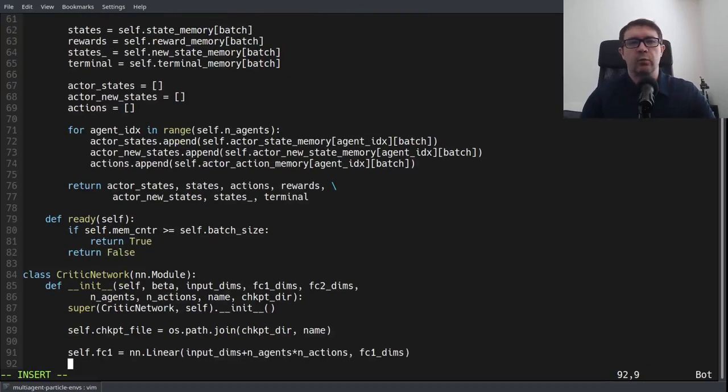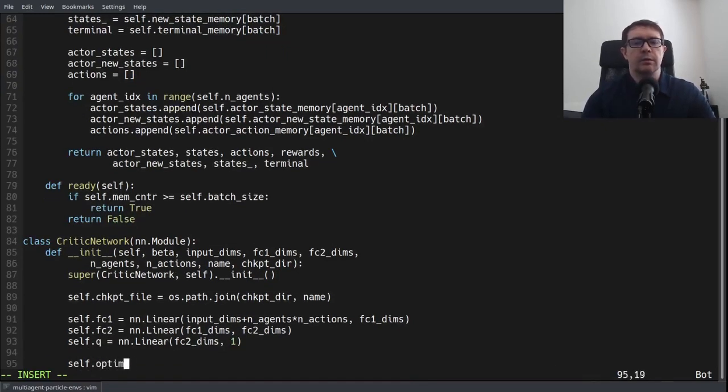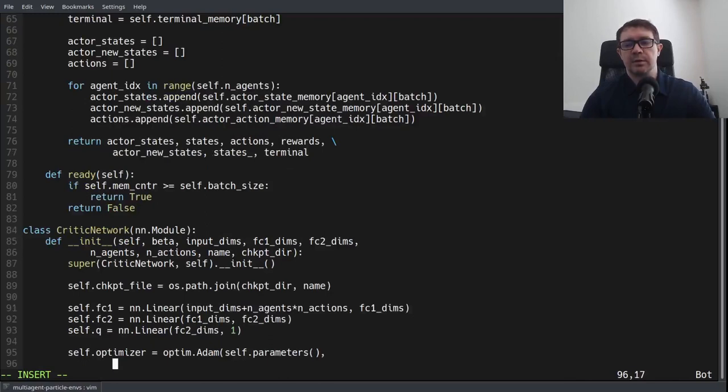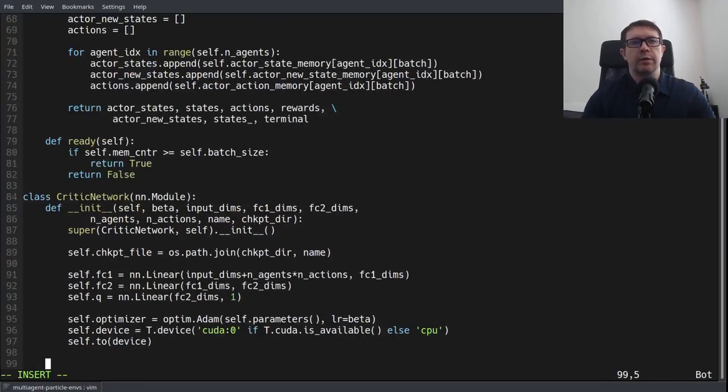And then of course FC1 dims on the other side, and that goes FC1 dims, FC2 dims, and our Q is an nn.Linear, and that takes in FC2 dims and outputs a scalar quantity. We need our optimizer, optim.Adam. What are we optimizing? The parameters of our network. We will need a device. So use a GPU if at all possible, and then send your network to that device.